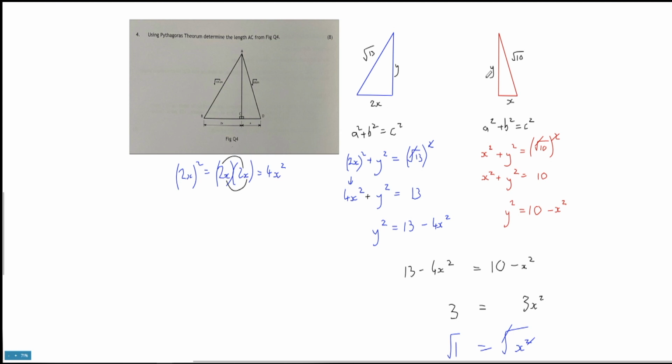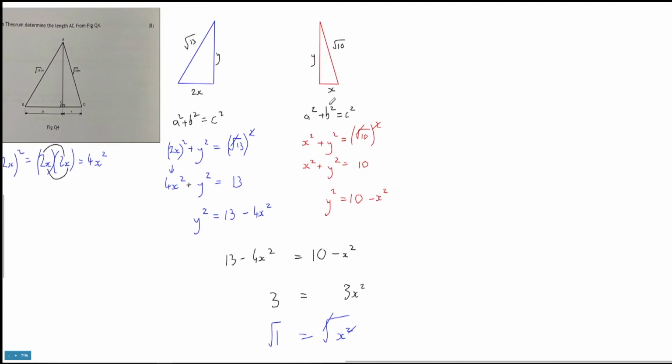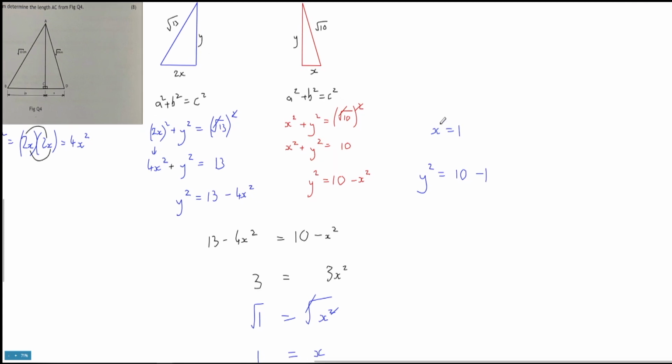Again, I can just run Pythagoras on it one more time, but I can literally just take it from this one. So if x is equal to 1, I can say y squared is equal to 10 minus 1. Because x is equal to 1. Even if x was equal to negative 1, it wouldn't make any difference, because you square it and it becomes positive. So now we've got x equal to 1, y squared is equal to 10 minus 1.